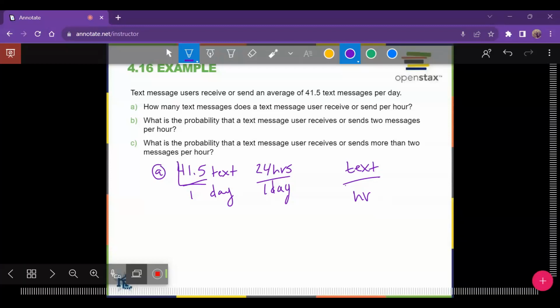So if we're looking at that, we see how we have text over hour as what we're trying to get. So we can take this text and divide by this hours, and these are essentially going to cancel, and we should get our answer. So we're just going to do 41.5 divided by 24 hours, and when we do that, we're going to get 1.7292. So the lambda we're going to use in this case is going to be 1.7292.